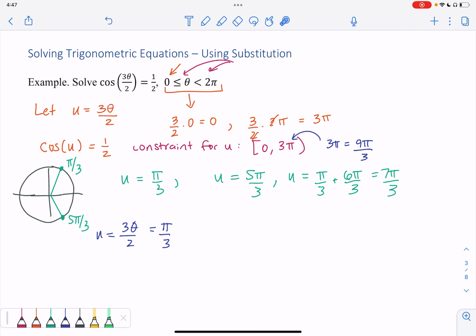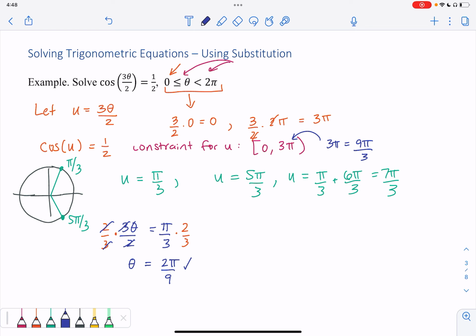And now I just need to solve for my theta. So I'm going to get this out of the way, and I'm just going to multiply by the reciprocal of 3/2, which is 2/3. Okay, and what do I get? Well, the 2's cross out, the 3's cross out. That's the whole point here. So theta is 2 pi over 9. Okay, great.